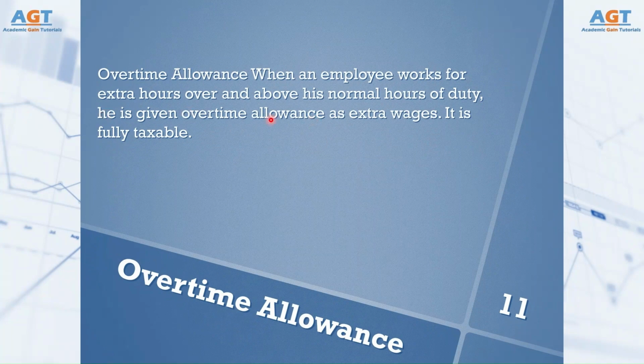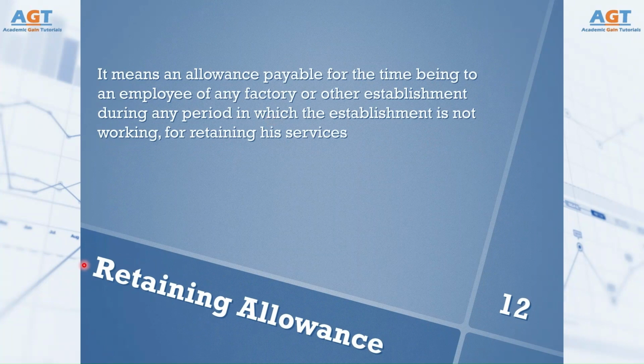Number 12. Retaining allowance. This allowance is paid to employees during periods when an establishment is not operating, such as off-season months in certain industries. It ensures employees remain attached to the organization until operations resume.